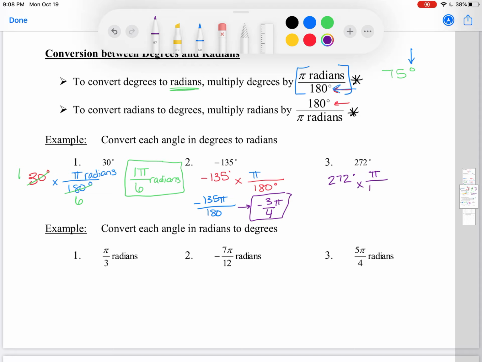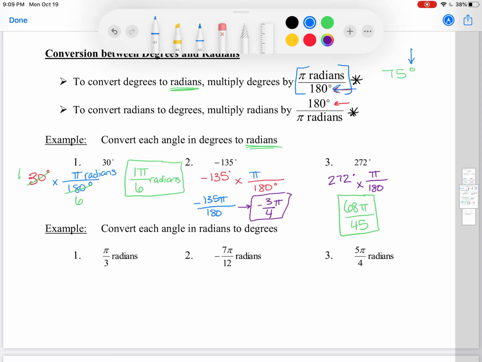Sounds kind of funny. Do not apply the pi. All right. Go ahead and try question 3. We have 272 degrees times pi over 180. I'm going to simplify this time while I'm doing my work, and you'll have 68 pi divided by 45. So again, make sure your answer is always in terms of pi if you want it to be in radians.